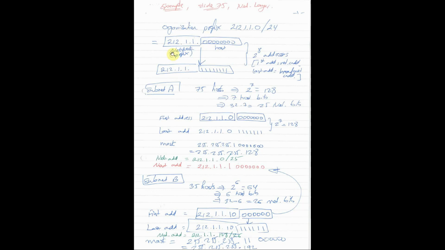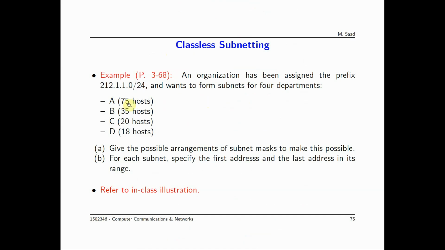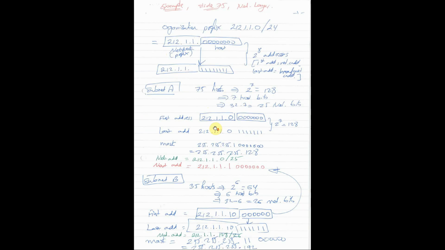Now, this range needs to be internally divided into subnets, and this is what we have here. Let's start with subnet A. By the way, it is very useful that the number of hosts in each subnet is ordered from high to low. This will solve the problem nicely: 75, 35, 20, and 18. So let's consider subnet A. Please focus with me. Subnet A requires 75 hosts.